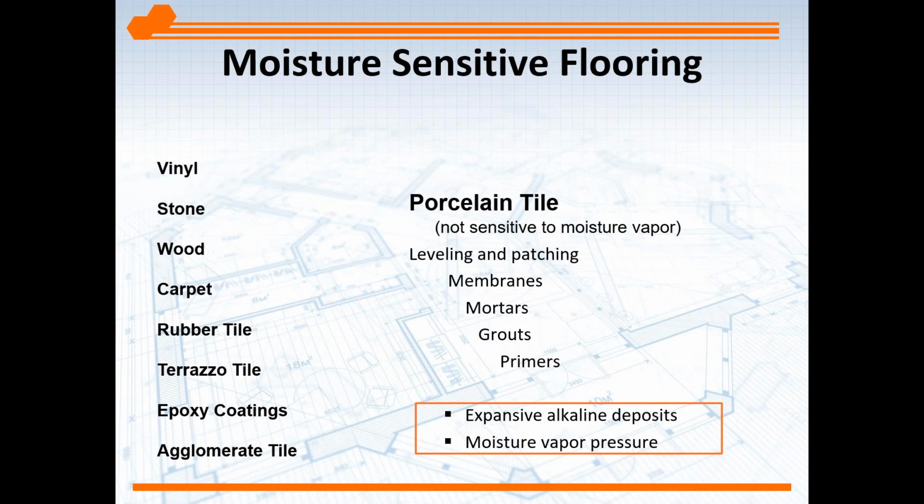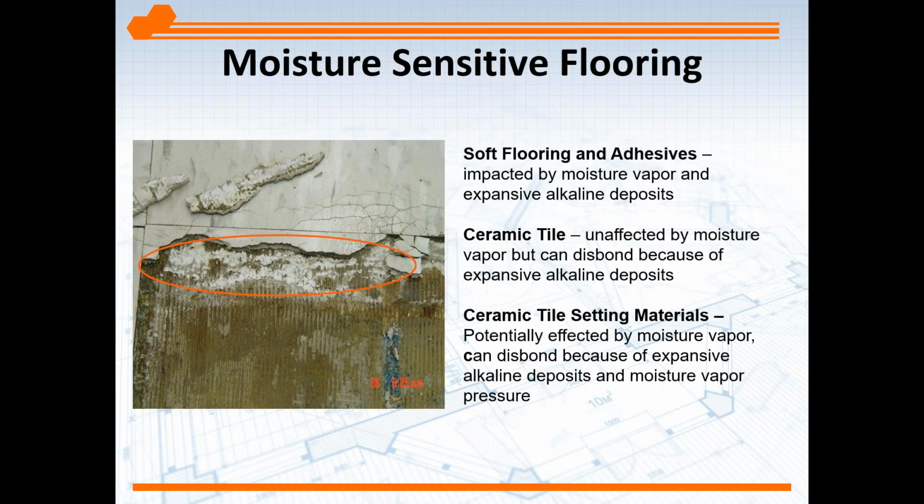All flooring that's shown on here can have problems with expansive alkaline deposits, causing disbonding of the flooring product, as well as issues with moisture vapor pressure. So realistically, moisture is going to affect everything you're going to cover the floor with, one way or the other. Expansive salts, again, can disbond and cause deterioration of the flooring, as we see here.